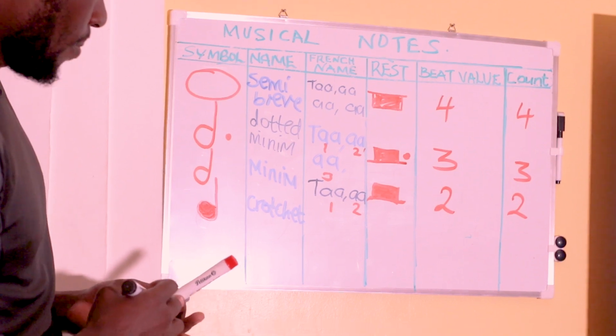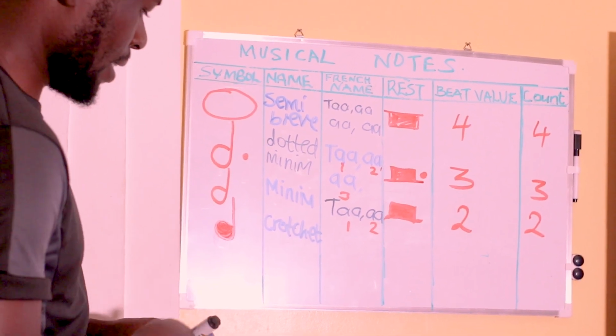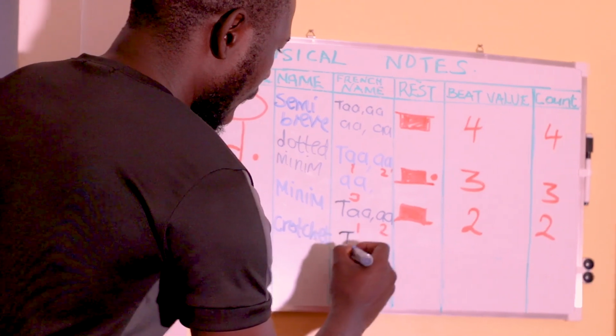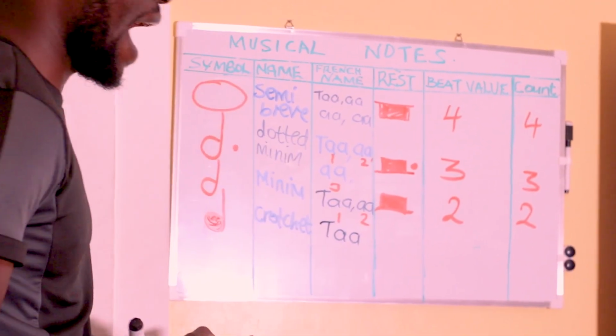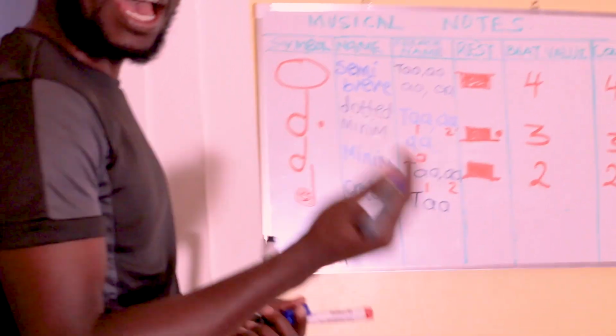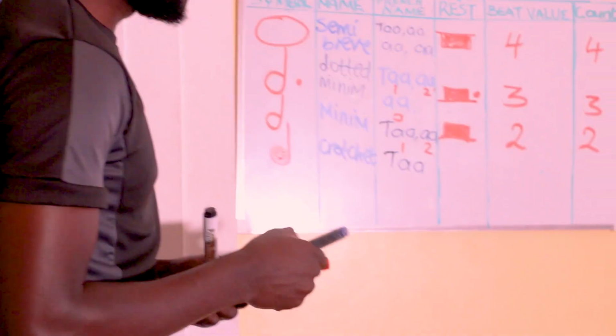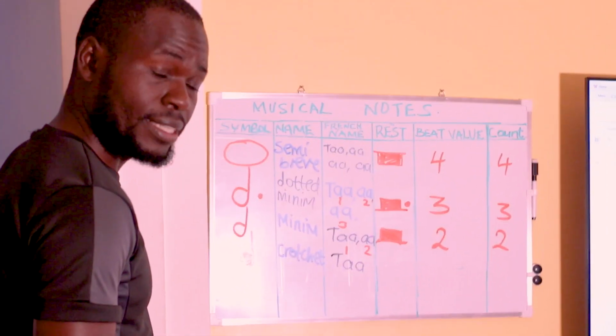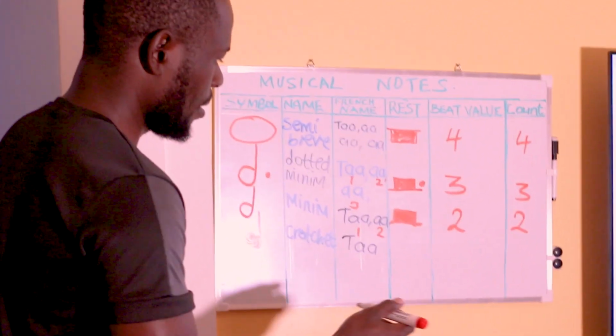And how do we clap a crochet? A crochet is ta. A crochet is ta. Ta. So even that one, you can simply guess the number of beats.